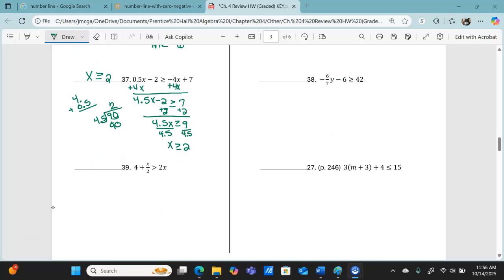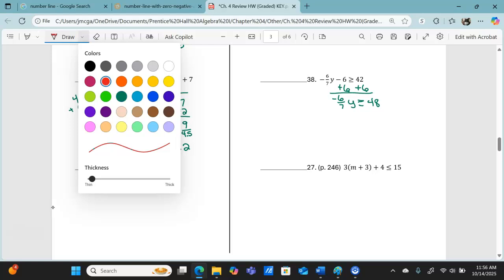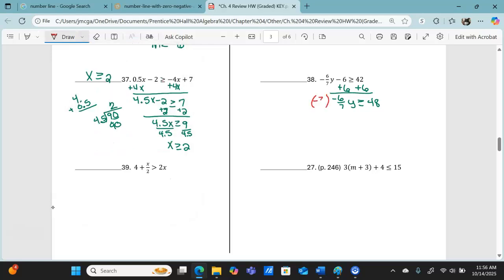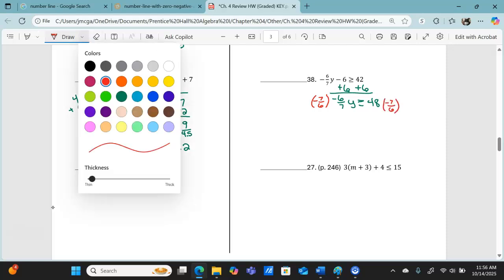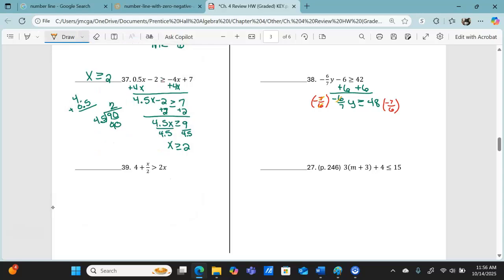On 38, I will add 6 to both sides first. That will give me negative 6/7 y is greater than or equal to 48. And then I will multiply both sides by negative 7/6. And then seeing what can cancel over here, all of that would drop to 1, leaving me with just the y. Over here, this is 48 over 1.